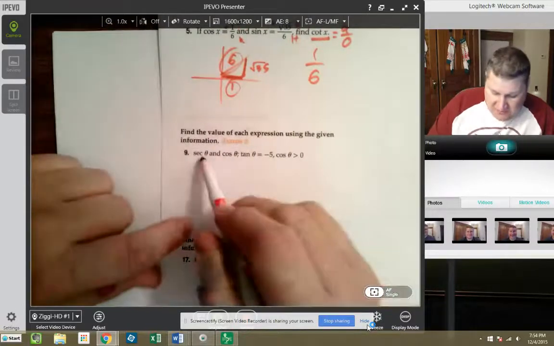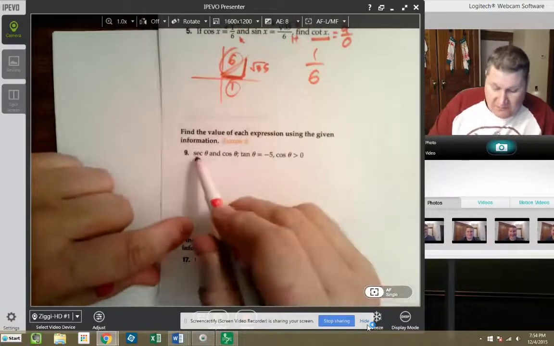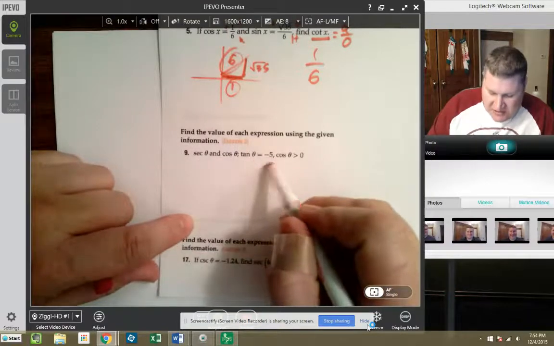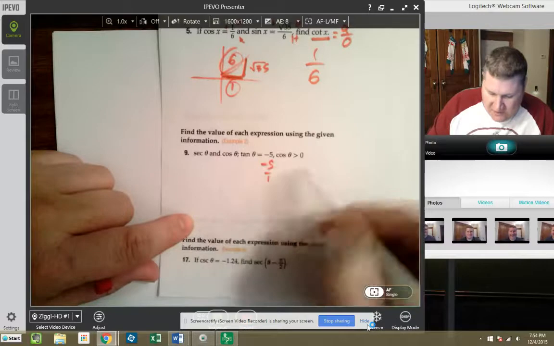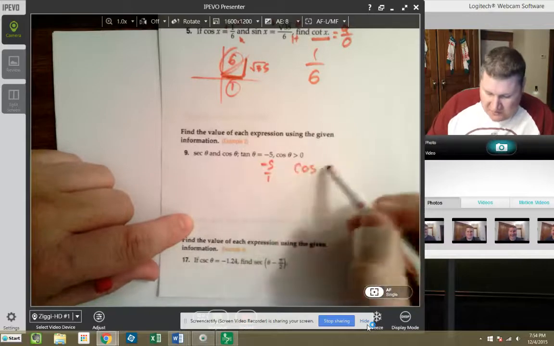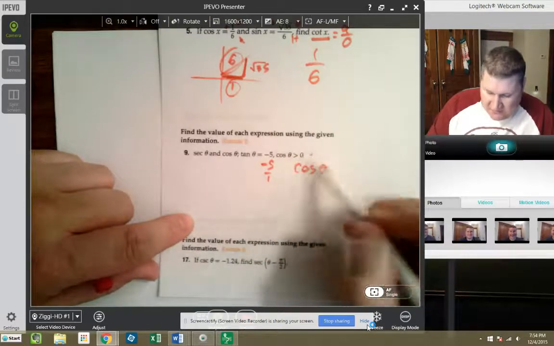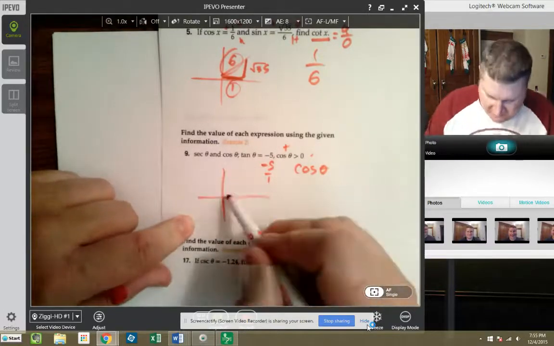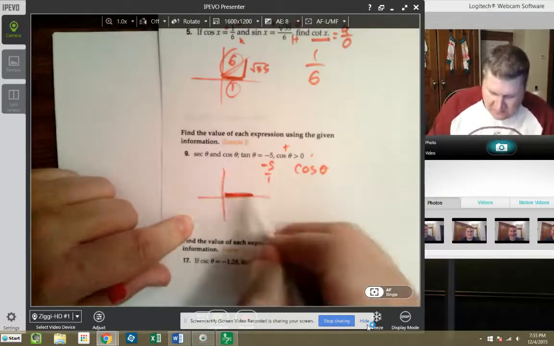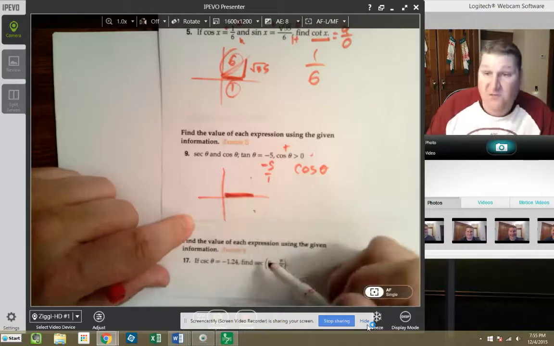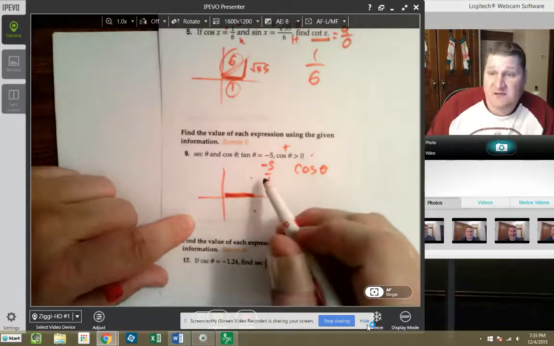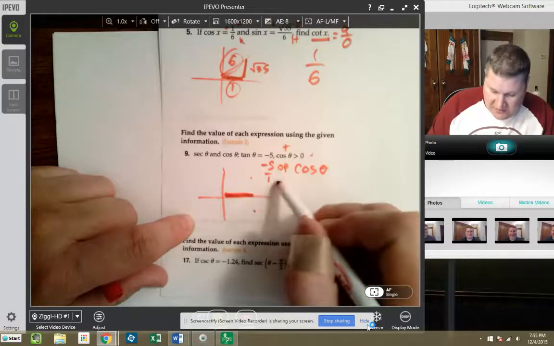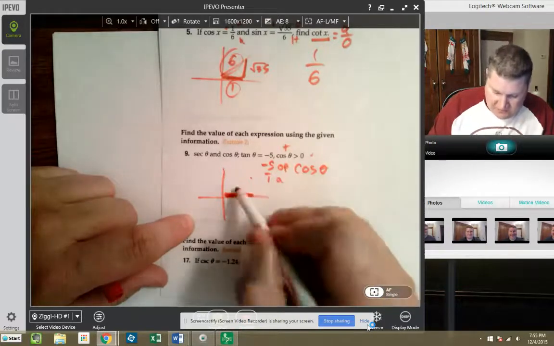If you have secant theta and cosine theta, I want to find secant theta and cosine theta, knowing that tangent is negative 5 over 1, and cosine of theta is greater than 0, so that has to be positive. So if cosine has to be positive, that means the adjacent has to be over here, so we're either in 1 or 4. And then, since tangent is negative 5 over 1, that makes the opposite negative and the adjacent positive.